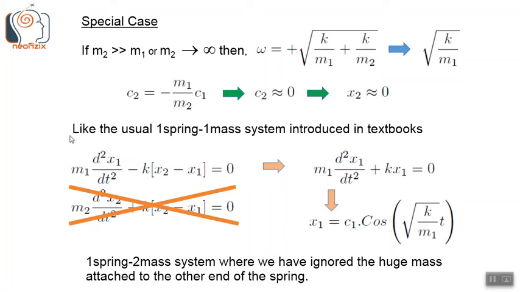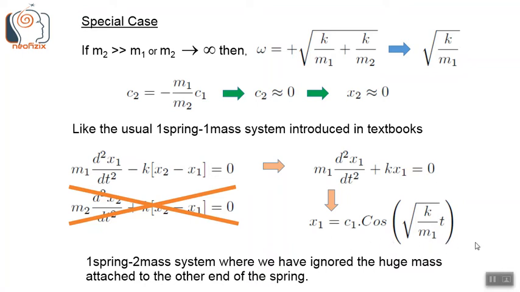Now, this system becomes like the usual one spring, one mass system introduced in the textbooks. We can drop the second equation, that is the equation for x2, because x2 is nearly 0 at all the time, and set x2 equals 0 in equation 1 for x1. That is, in the first equation, put x2 equals 0. So, we get only one force equation left over, that is m1 d square x1 by dt square plus kx1 equals 0. And the real solution to this differential equation is this sinusoidal function, x1 equals c1 cos square root of k by m1 t.